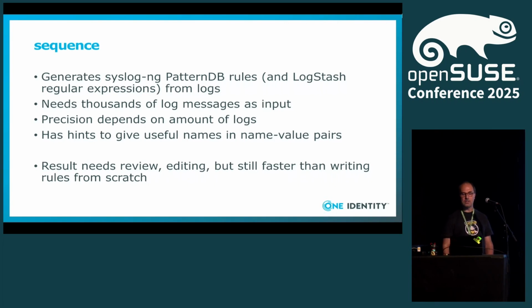Of course, the results need some review. Some brave people use the output of sequence in production as they are created, but normally you review these rules, you delete some badly written rules, you edit other rules to give proper naming for the name value pairs. But it's still a lot faster than writing rules from scratch for your log messages.